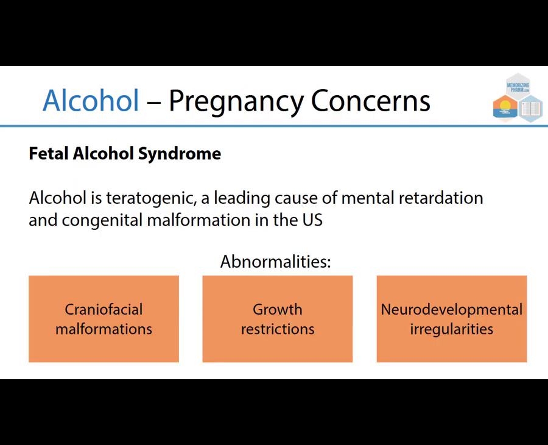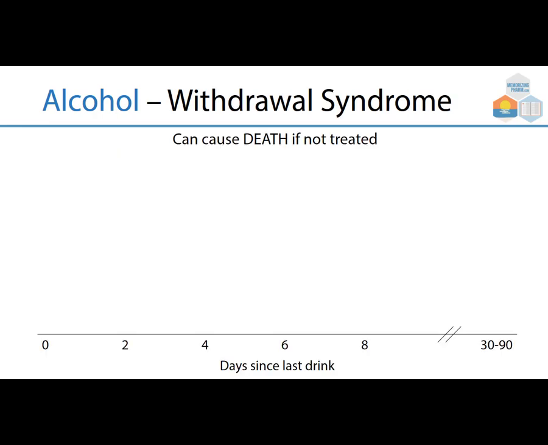Another issue is pregnancy, so fetal alcohol syndrome. Alcohol is teratogenic. It's a leading cause of mental retardation and congenital malformation in the United States. It can cause certain abnormalities, including craniofacial malformations, growth restrictions, and neurodevelopmental irregularities.